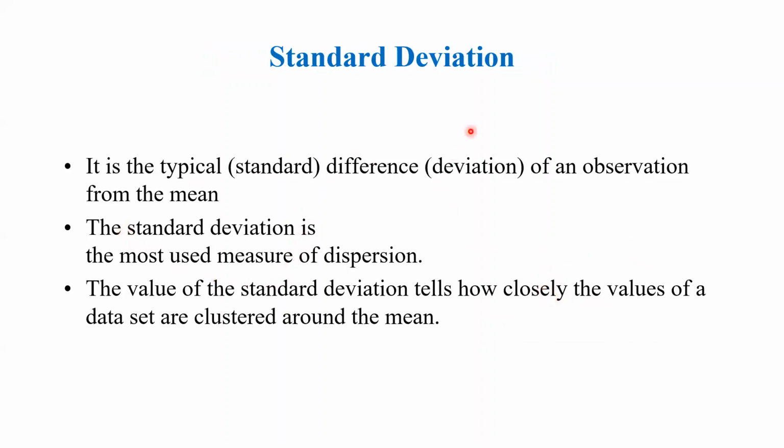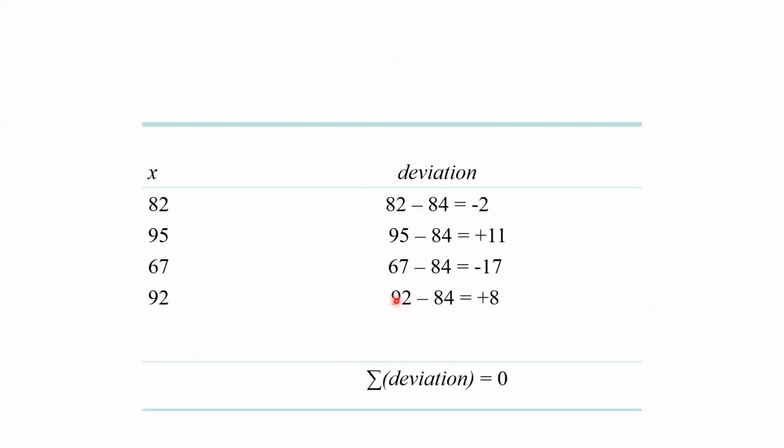So the standard deviation basically is a derivative of the variance, and it shows the deviation of the observations from the mean. So it is the most used measure of dispersion. Actually, it is the strongest measure of dispersion. So the value of the standard deviation tells how closely the values of a data set are clustered around the mean. So if, for example, we have this data set, these 4 data points here.